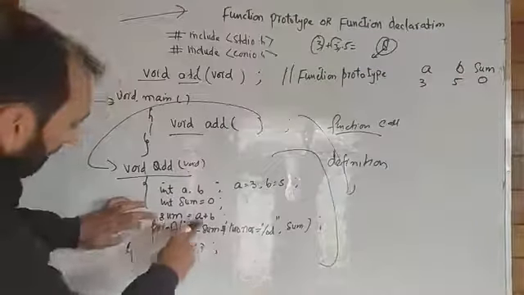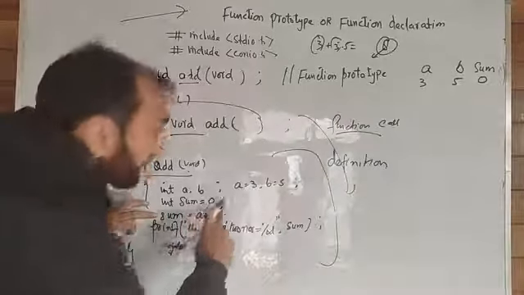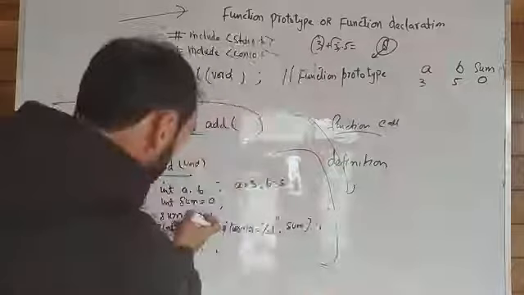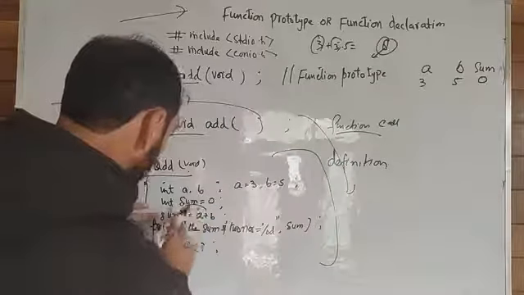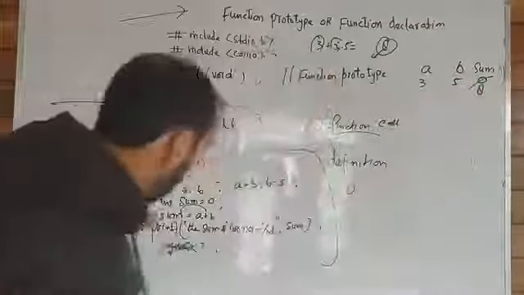Okay. Sum equal to a plus b. That means the addition of a plus b. What is a? 3 plus 5, that is 8. This 8 is going to be assigned to sum. That means here the new value will be 8.